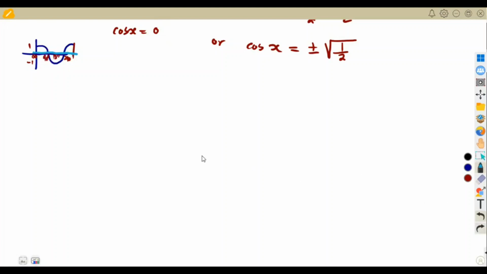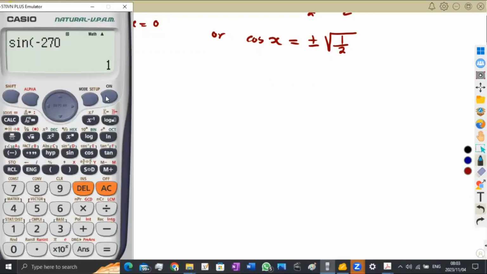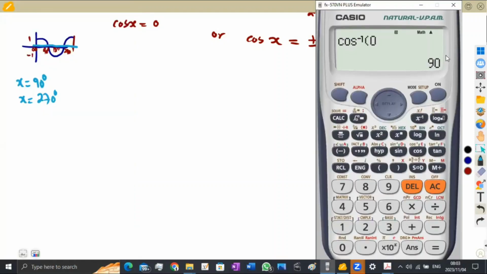So these are the angles that we are supposed to be expecting to have for x, which is x equal to 90 degrees, or x being equal to 270 degrees from the graph, of course. This is something that you can obtain your reference angle from your calculator. In this case, we need a cos of 0, which is shift cos 0, which is going to be 90 degrees. Yes, we can have that, which is our reference angle.